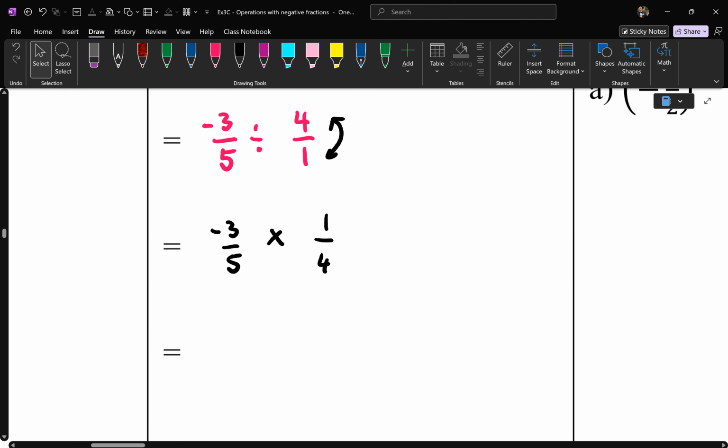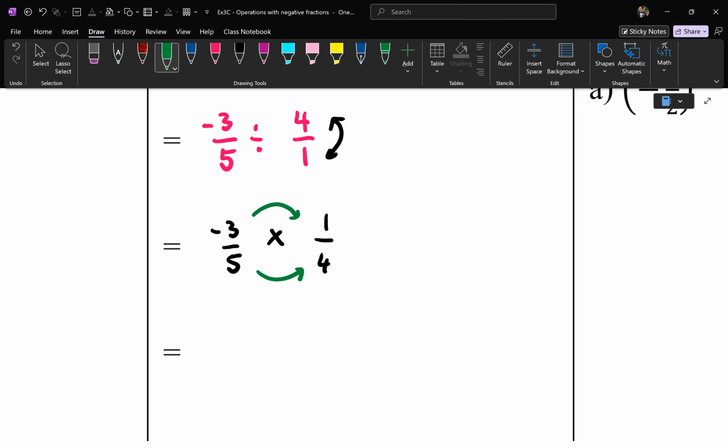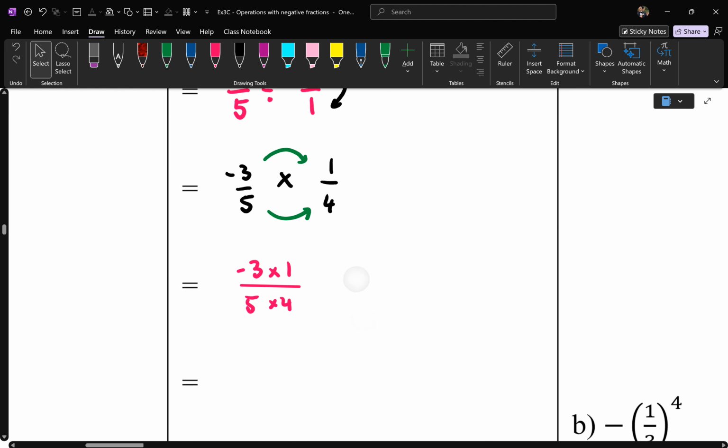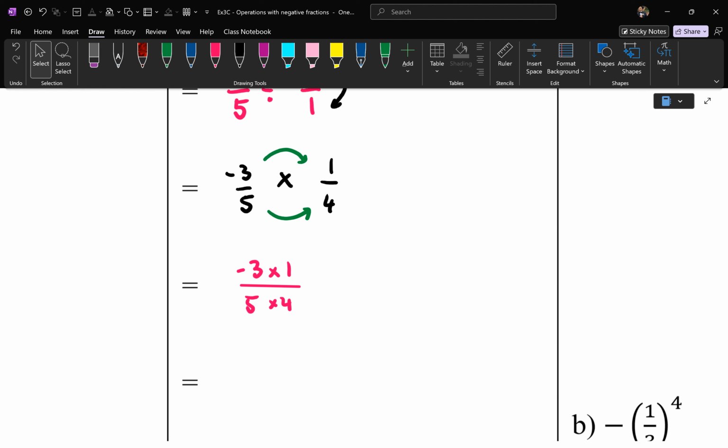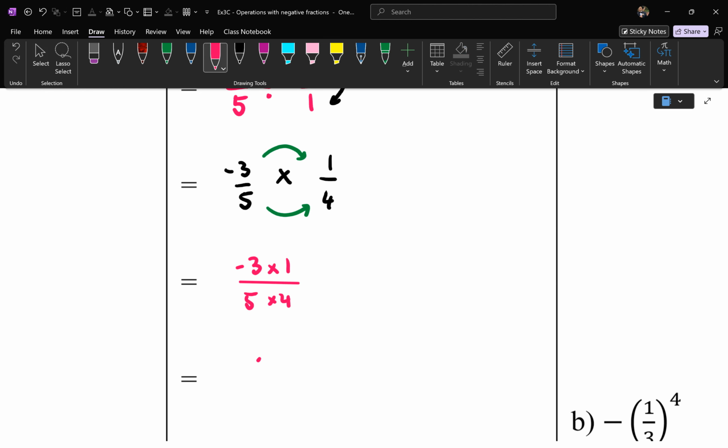Timesing is just top with top, bottom with bottom. So here we go. Top with top, bottom with bottom. Your answer should then be -3 times the 1 in the numerator. Denominator should be 5 times 4. So, my answer, -3 times 1. What's -3 times 1? Can I please have, let's go with Garissa. -3 is correct. So it's -3 because one's a negative, one's positive. Different signs makes a negative. And then 5 times 4 on the bottom gives me 20. And that's my final answer.